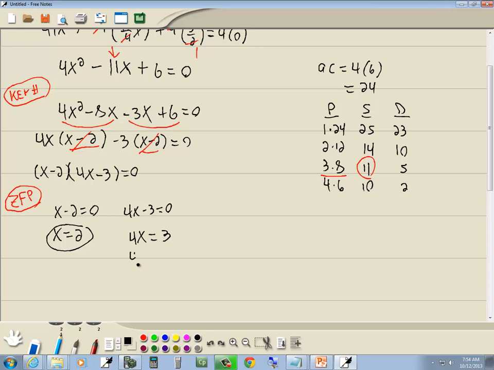Trying to get x by itself, so I'm going to divide both sides by 4. These 4s are going to cancel. And we get x is equal to 3/4. So our two answers are 2 and 3/4.